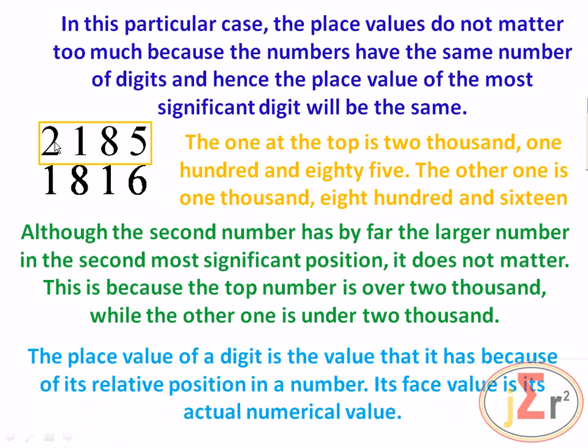The place value of a digit is the value that it has because of its relative position in a number. Its face value is its actual numerical value. For example, the actual numerical value of this digit is 8. That is its face value. It is in the hundreds column. Its place value is hundreds. So it is actually 8 hundreds.